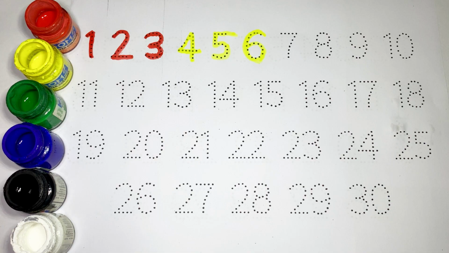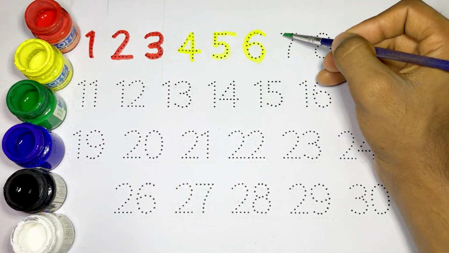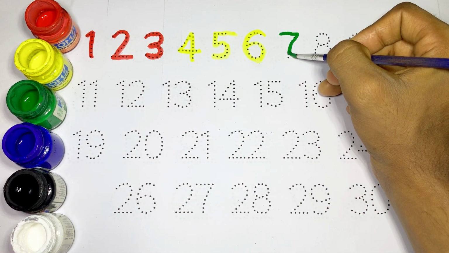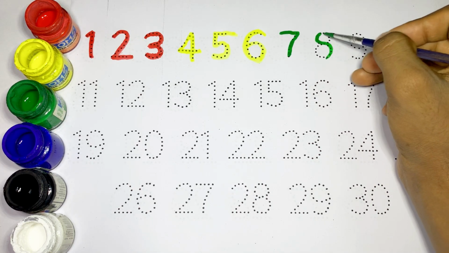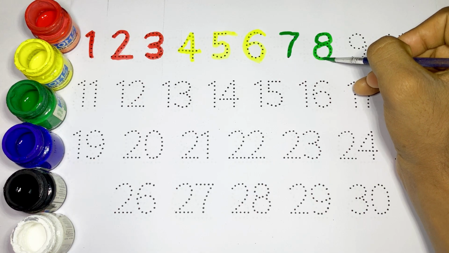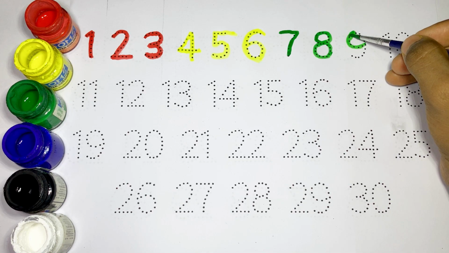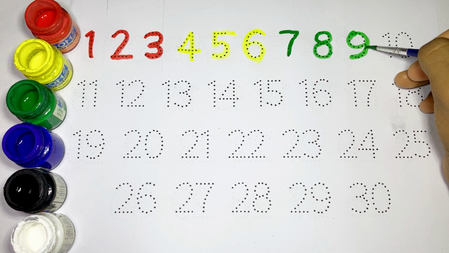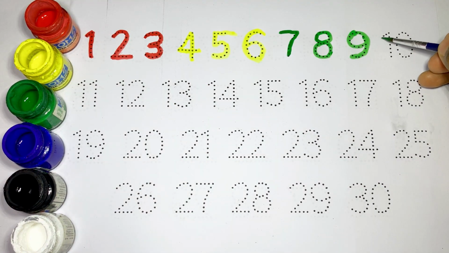Kids, now 7, the numbers of 7, and use green color. S E V E N 7, 8, the numbers of 8, E I G H T 8, 9, the numbers of 9, N I N E 9. Kids, again use green color and draw 10, the numbers of 10, T E N 10.